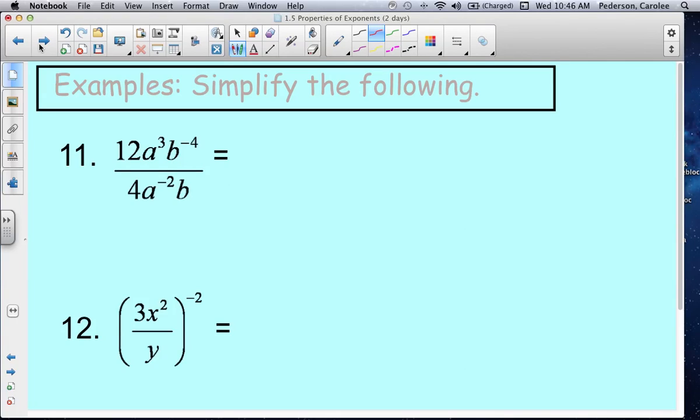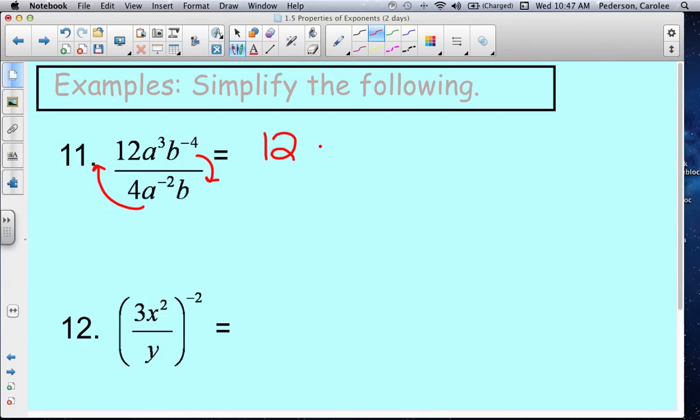Last set of examples, number 11. We have 12a cubed b to the negative 4th over 4a to the negative 2 times b. So what I tend to do with these problems is I want to clean up any of those negative exponents. So I'm going to bring this b to the negative 4th down to the denominator, and I'm going to bring that a to the negative 2 up to the numerator. So it looks like this.